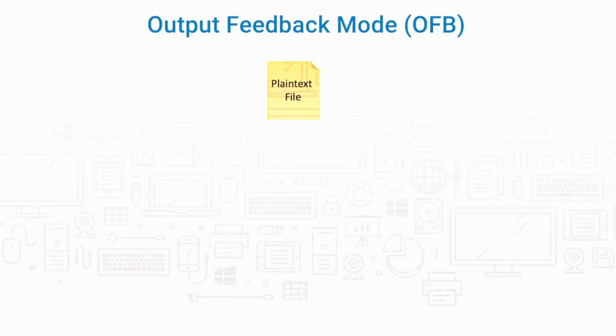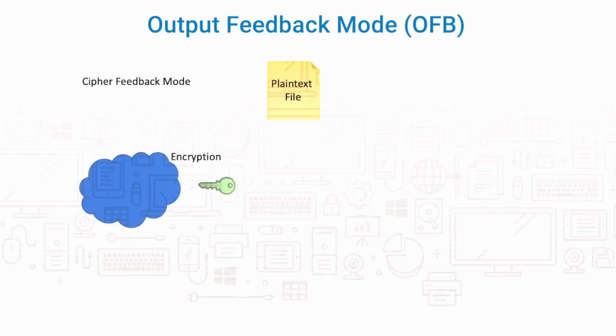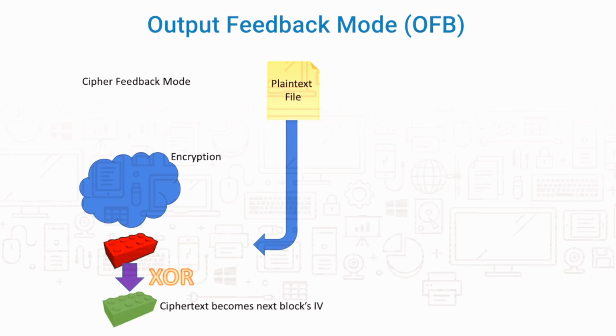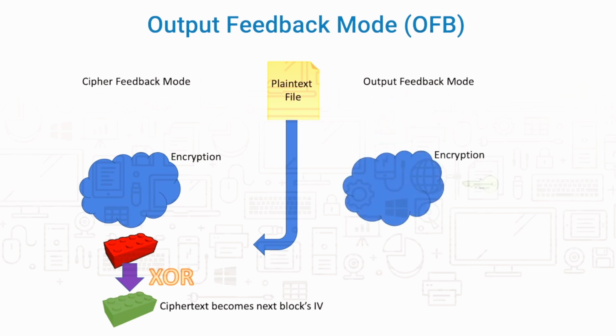Output Feedback mode, or OFB, is practically identical to Cipher Feedback mode. The difference is the initialization vector used after the first round of encryption. The CFB's output is XORed with the plaintext, and the result is the next block's initialization vector. The process is the same in Output Feedback mode, except that the encryption's output is the next block's initialization vector before it's XORed with the plaintext.